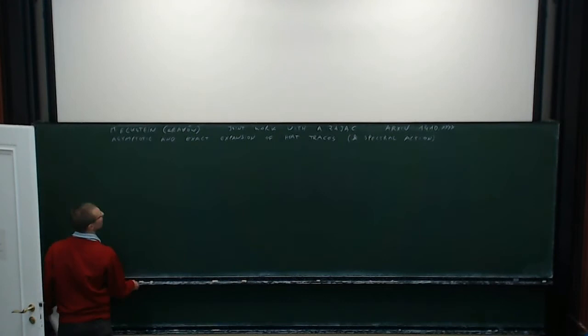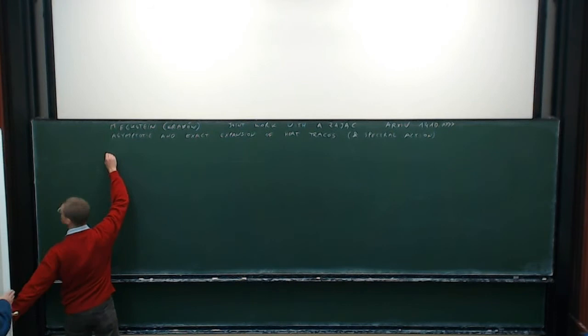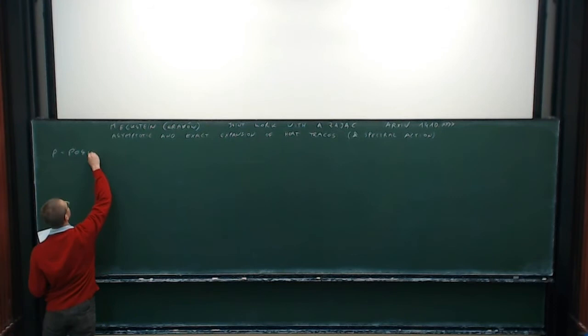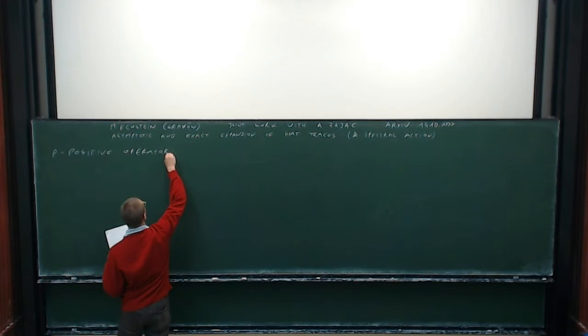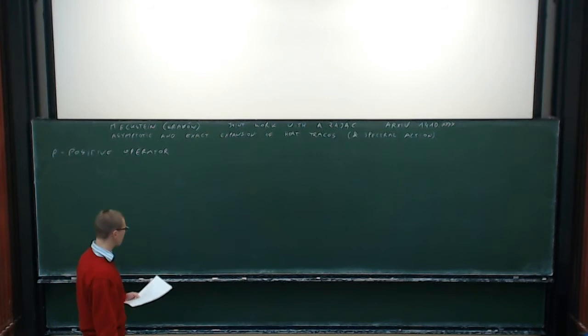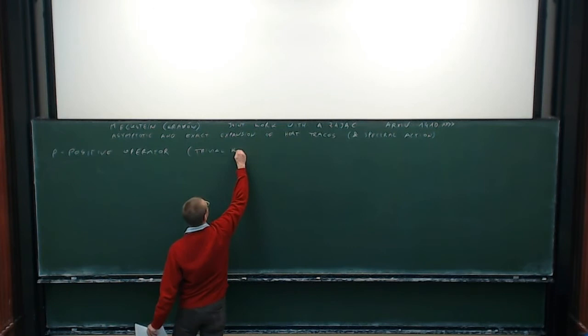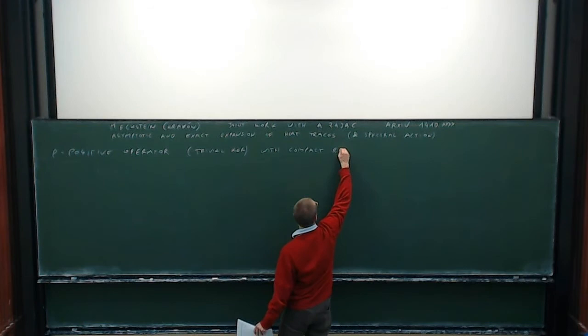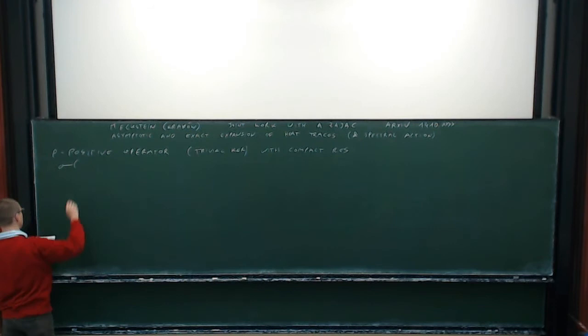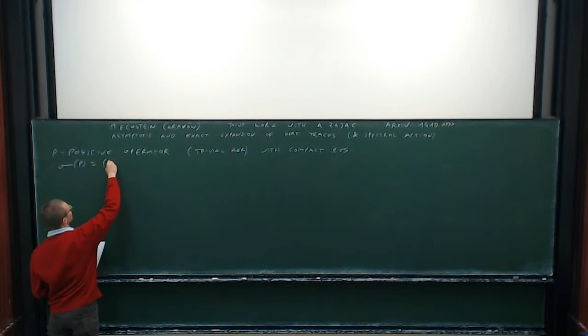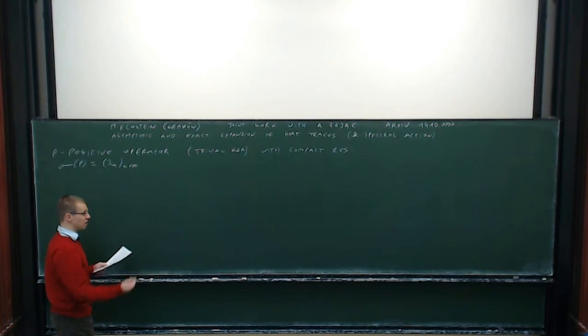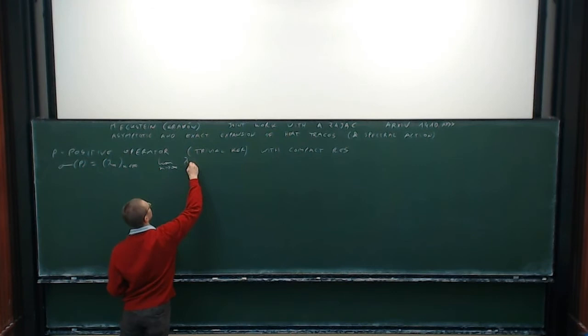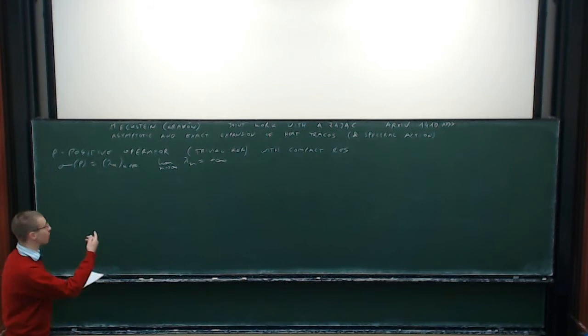Imagine you have a positive operator. So you have a certain positive operator acting on a separable infinite dimensional Hilbert space. Now I will assume that it has a trivial kernel, and a compact resolvent. So by the spectral theorem, you know that the spectrum of this operator can be arranged in a nice sequence of eigenvalues. And the sequence is such that the only accumulation point is at infinity. And it also has some multiplicities.